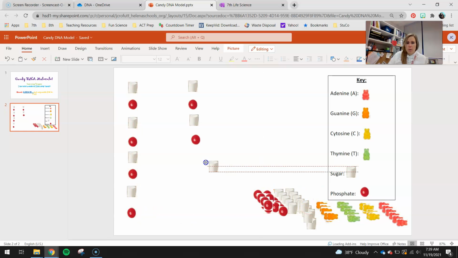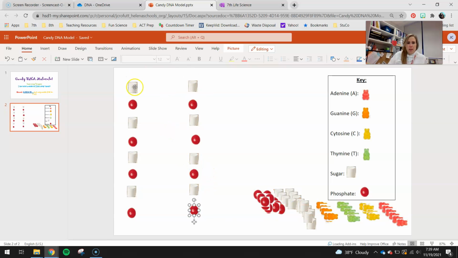So those rungs are going to be what we call our nitrogen bases. Again, we have 4 different nitrogen bases. We have adenine, which is our A's. We have thymine, which is our T's. We have cytosine, which is our C's, and our guanine, which is our G's, okay?